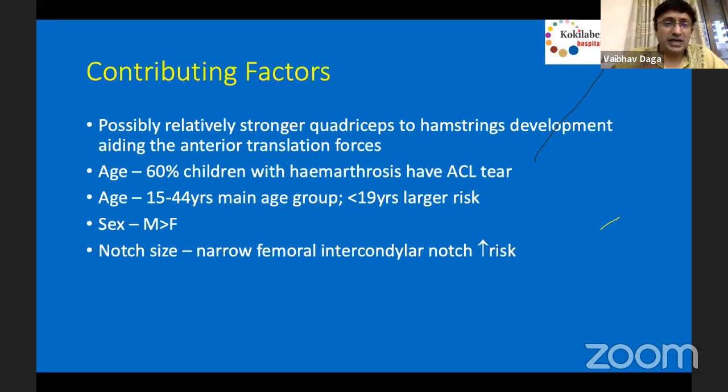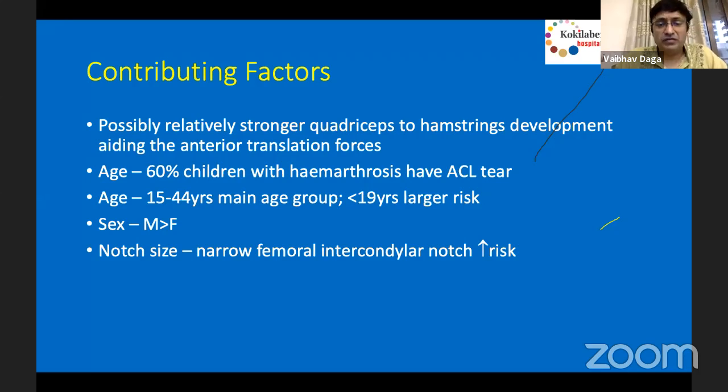So it is better to have a good 1:1 ratio these days in the strength of quadriceps to the hamstrings. Sixty percent of children with hemarthrosis have an ACL tear. You should understand that whenever there is a child with a hemarthrosis, there is a 60% chance that he would have an ACL tear. The main age group is 15 to 44 years, and less than 19 years is a larger risk. More males than females.